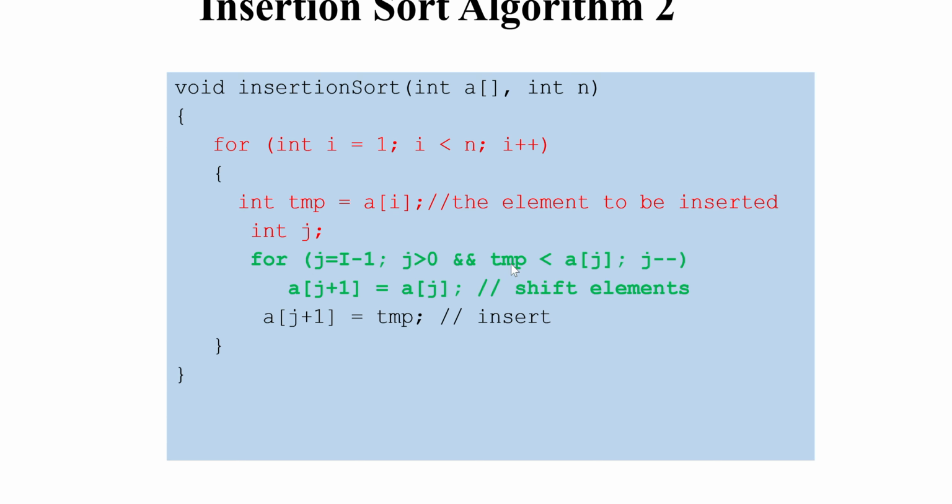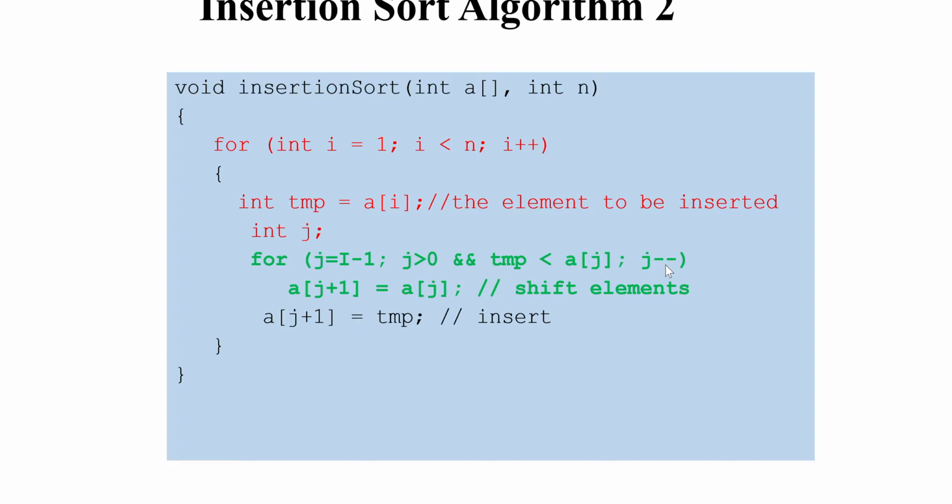If the temp item you are going to insert is less than the previous, you have to make space for temp. For that purpose you move a of j, the previous elements, to the next position on the right side: j to j plus 1. You are copying, which means you are creating a space for this temp. This shifting is done until you find a value which is less than temp. That means temp is no longer less than its previous value, and you have to copy the temp to the next location of j.